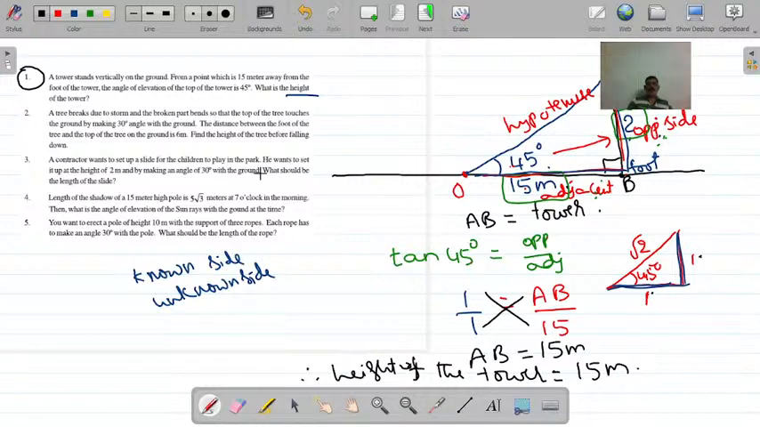Okay, now what is given here? A tree breaks due to a storm and the broken part bends so that the top of the tree touches the ground by making a 30-degree angle with the ground. The distance between the foot of the tree and the top of the tree on the ground is 6 meters. Find the height of the tree before falling down. This is the question. Right.